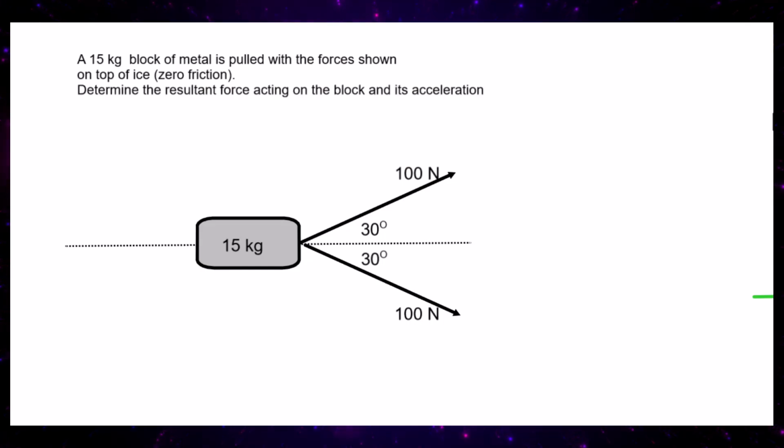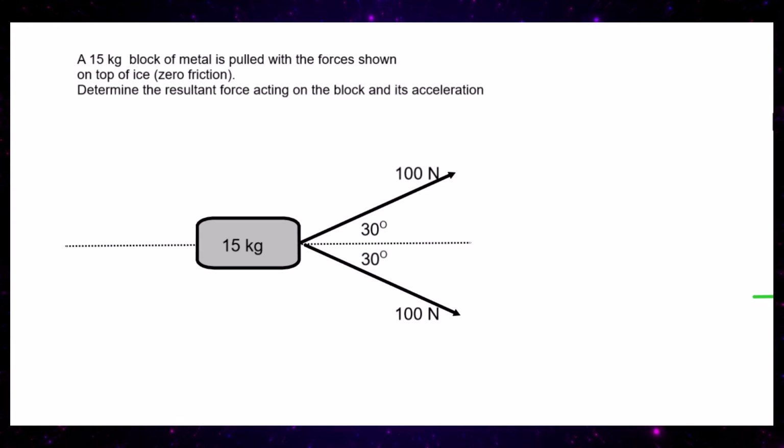A 15 kilogram block of metal is pulled with the forces shown in the diagram on top of ice. Well, if it's on top of ice, we assume that there's no friction. And what we've got to do is determine the resultant force acting on the block and its acceleration.